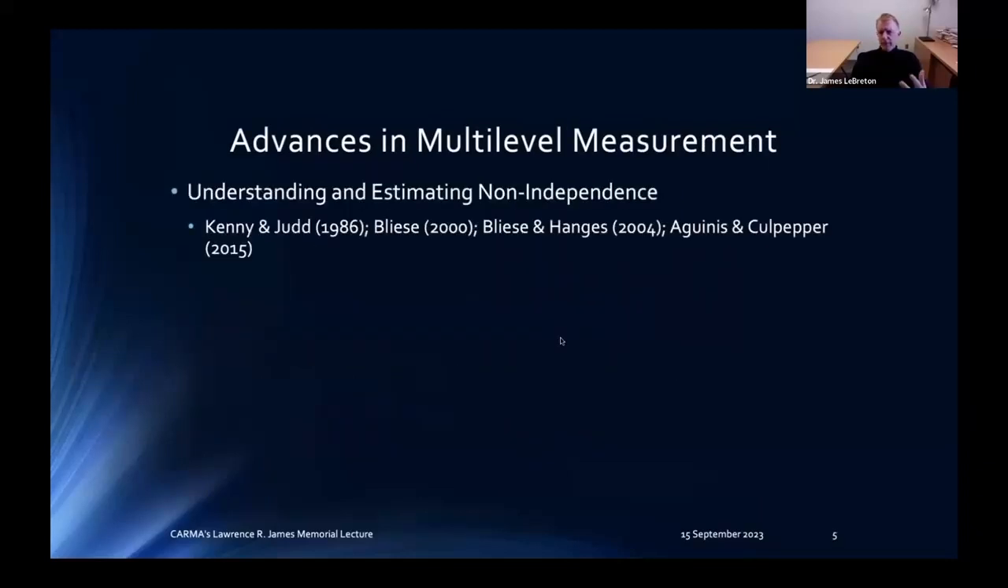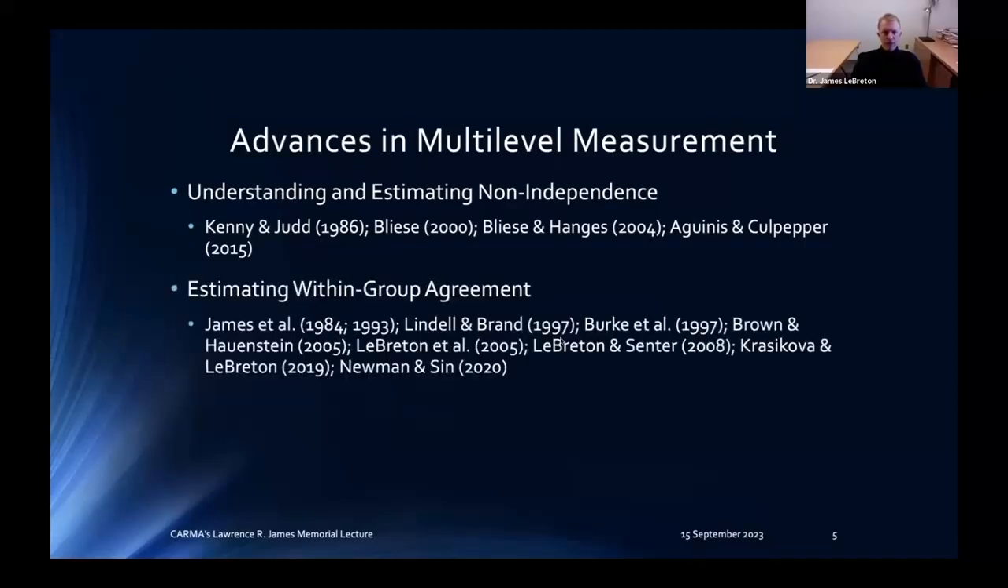From a measurement perspective, we've had a lot of important work done in this space, especially in terms of understanding what it means to have nested data, multi-level data. How do we go about understanding the magnitude of that nested structure or non-independence? I've done some work in the area of within group agreement, but so have many others. There are a lot of really good articles out there that talk about different strategies or techniques that you can use to aggregate data using these within group agreement statistics.